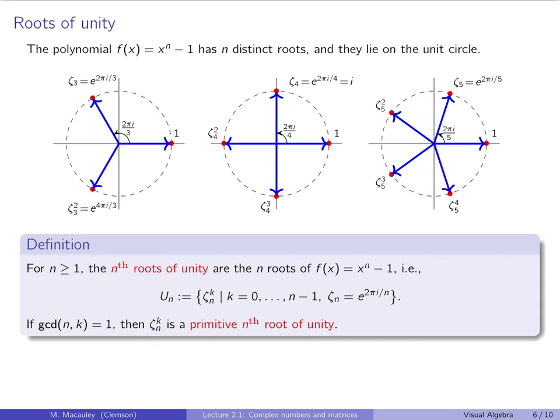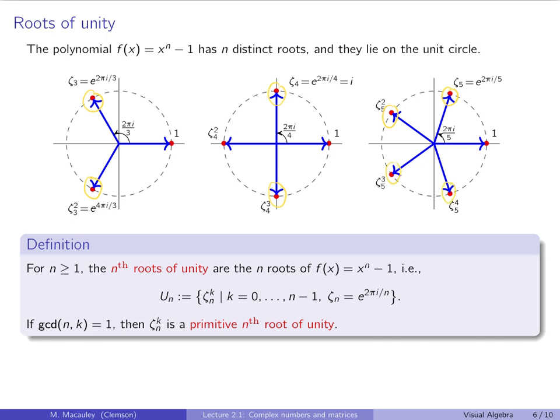So let's think about which ones here are primitive. So what things are relatively prime to 3? Well, that's just 1 and 2. What things are relatively prime to 4? That's 1 and 3. And what things are relatively prime to 5? 1, 2, 3, and 4.